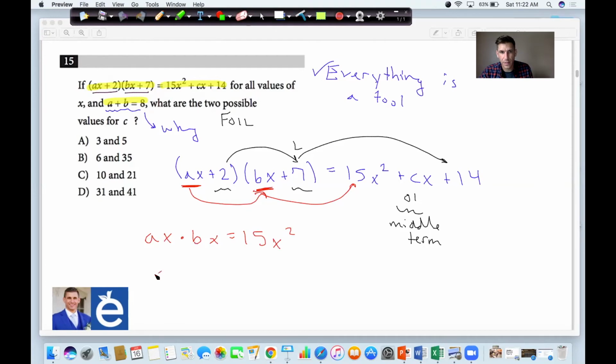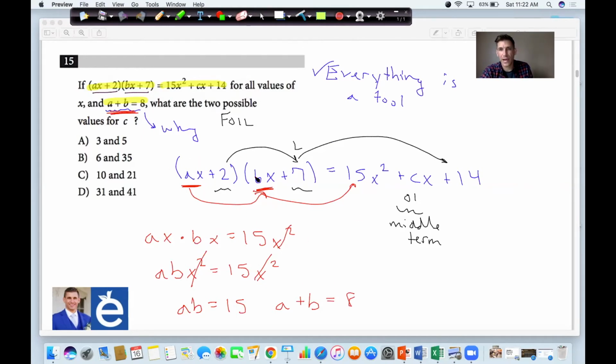Well, check this out. abx squared equals 15x squared. These can cancel, and I now have ab equals 15. Well, that's why they're giving this to you. Does anyone want to take a guess what they think a and b are equivalent to? So if ab equals 15 multiplied together, and you know a plus b equals 8, let's take a wild guess what we think a and b are going to be equivalent to.